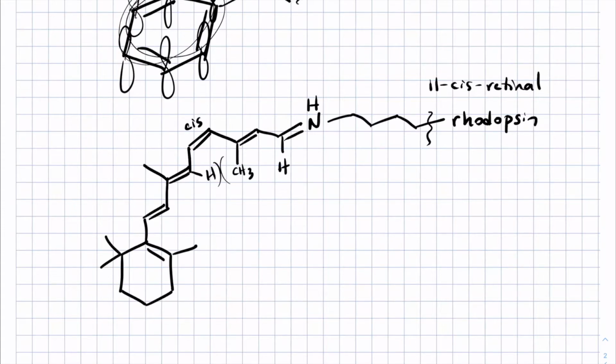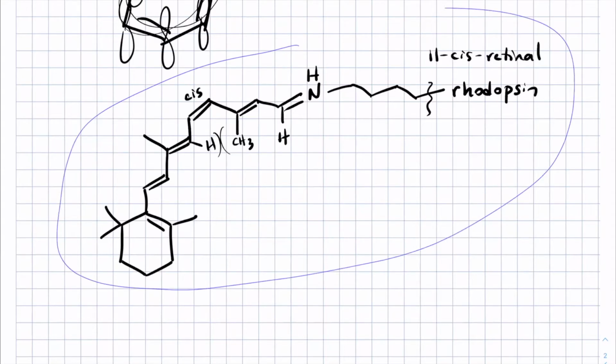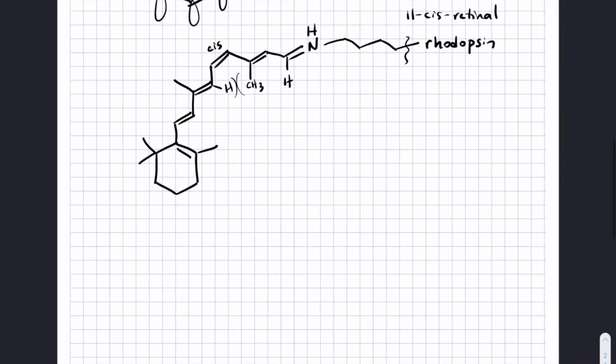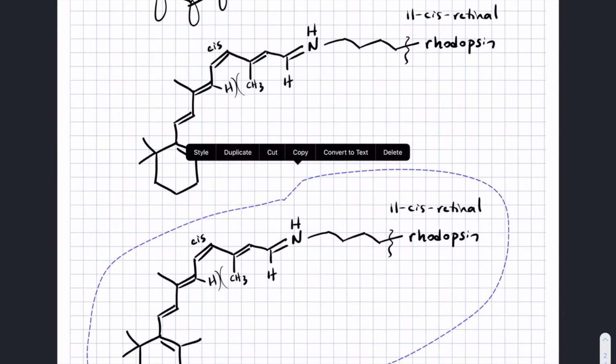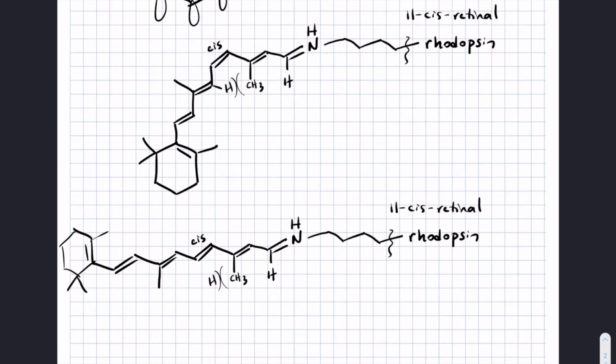If the double bond was trans, we would take all of this and... shoot. Can I do this fast? I cannot. I may have made some mistakes there in drawing it. I apologize if I have.